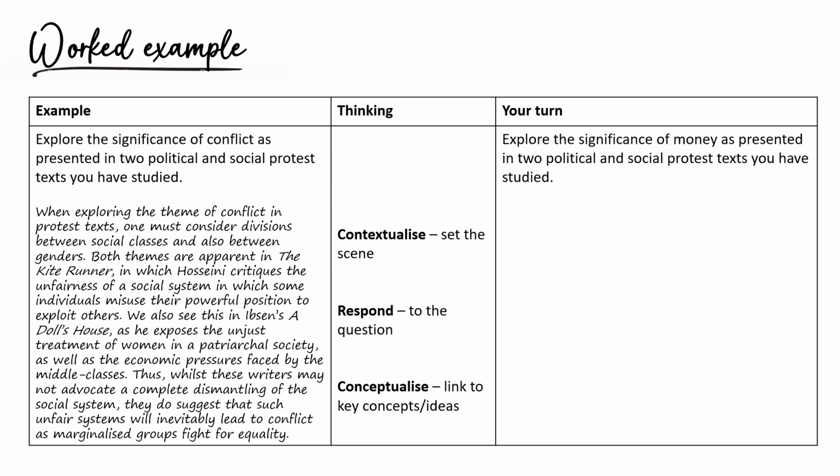So again, now that you've read my introduction, take a moment just to think about the tentative and assertive language that I've used. I've used that assertive language when I am sure that I'm on solid ground. So Hosseini definitely critiques the unfairness of a social system. It would be difficult to argue that he doesn't do that. But later on, I've been more tentative when I'm saying that the writers may not advocate a complete dismantling of the social system, because that could potentially be a wider discussion.